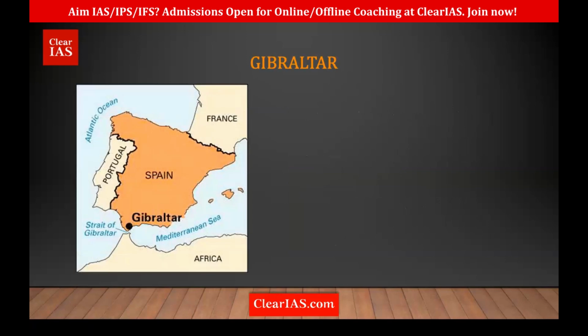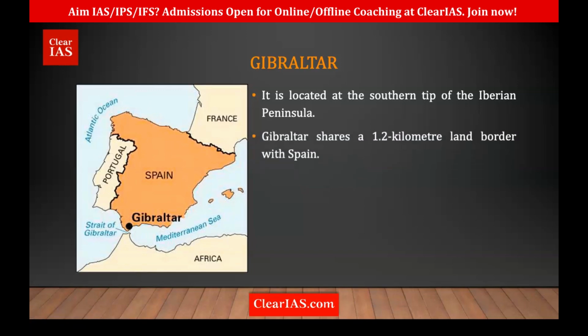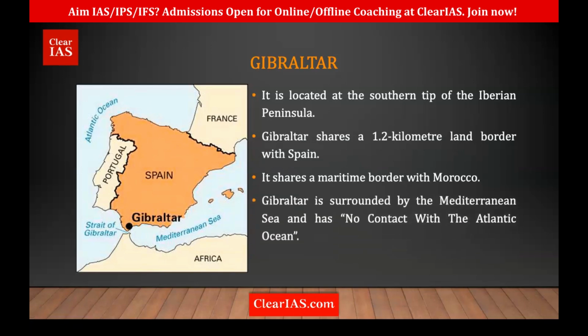Gibraltar is also very important. We spoke about the Strait of Gibraltar, right? The Strait of Gibraltar connects the Mediterranean Sea and the Atlantic Ocean. This part is the Iberian Peninsula of Europe, and the southernmost tip of the Iberian Peninsula is Gibraltar. Gibraltar shares a land border with Spain. It also shares a maritime border with Morocco. On top we have Spain and at the bottom we have Morocco, Europe and Africa.